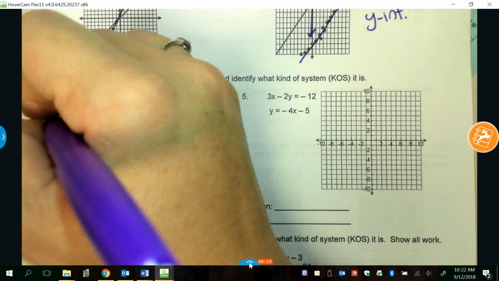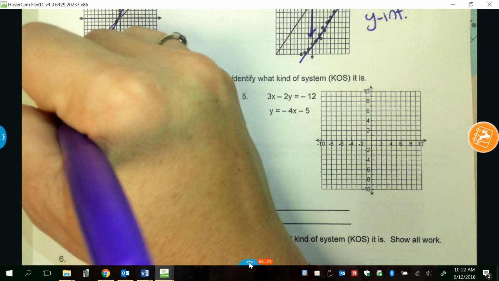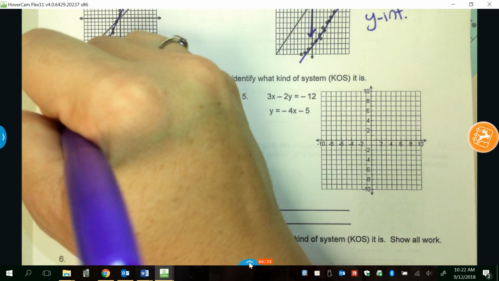Okay, so negative 1/2 means I'm going to go down because it's negative and right 2.